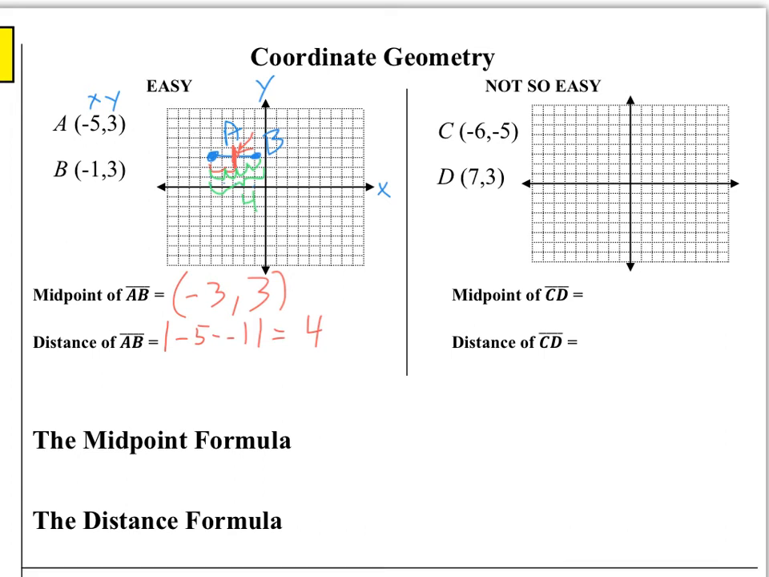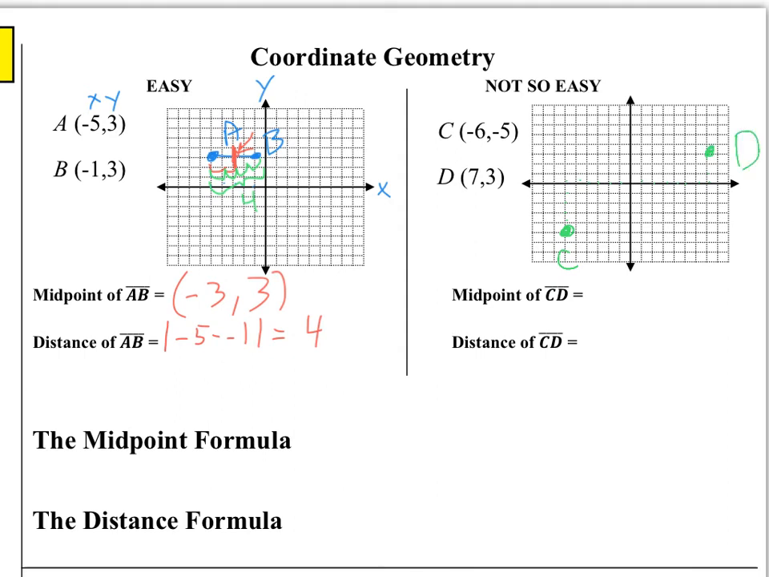Right, so in this case, C is at negative 6, negative 5. So we're going to go back 6, 1, 2, 3, 4, 5, 6, down 5, 1, 2, 3, 4, 5. And if my counting is right, that's going to be point C. And point D is 7, 3. So we're going to go forward 7, 1, 2, 3, 4, 5, 6, 7, and up 1, 2, 3. And this is going to be point D.